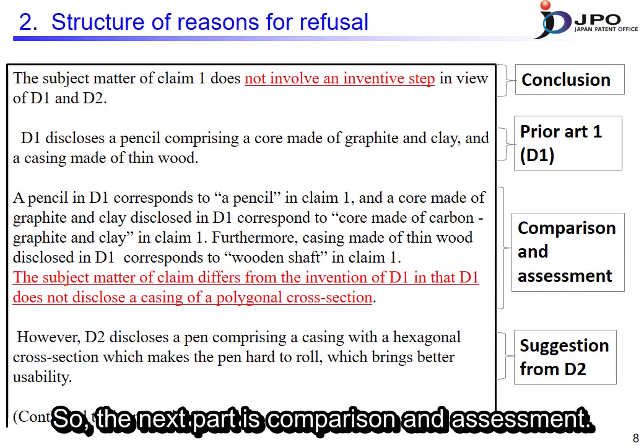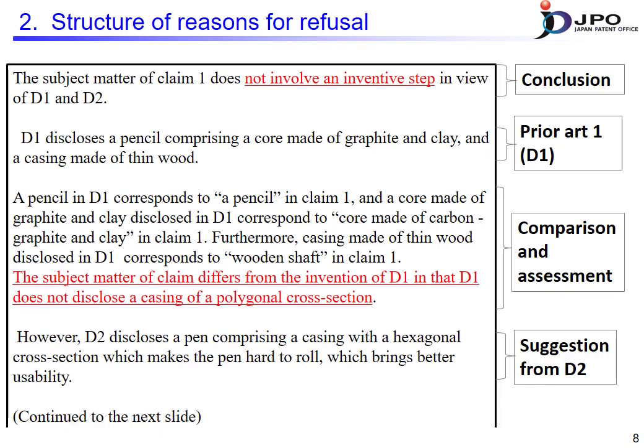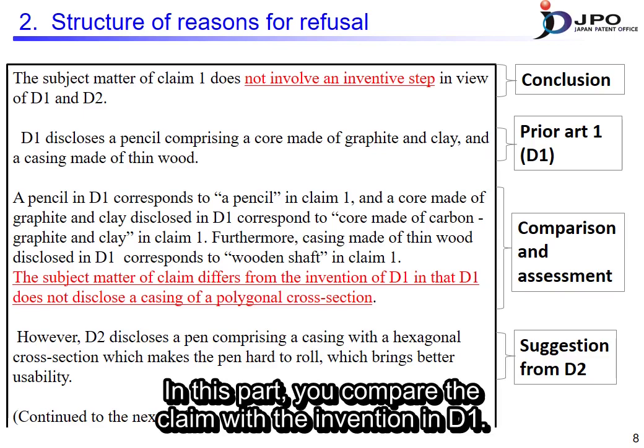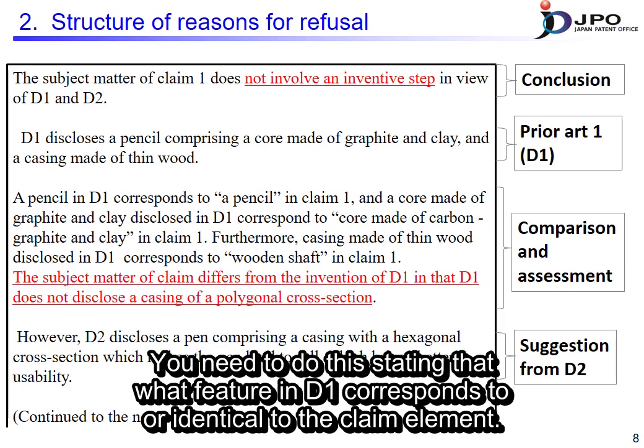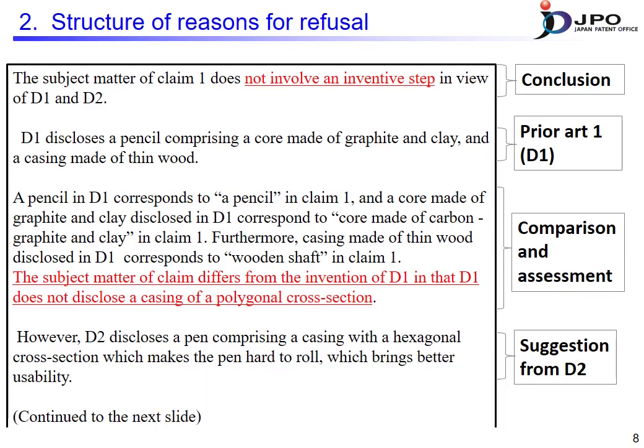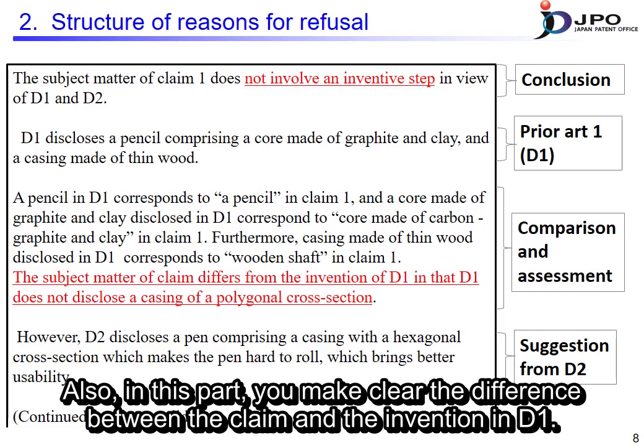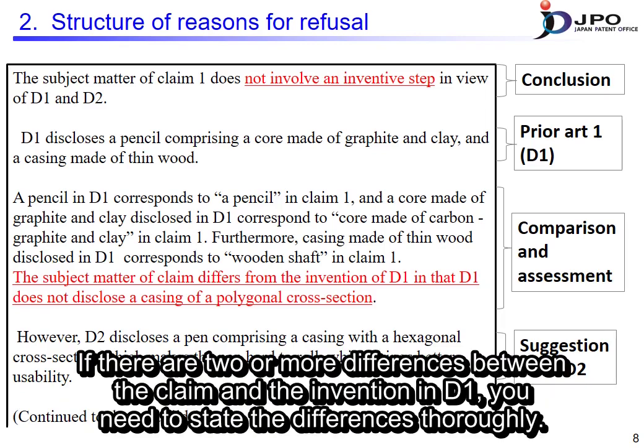So the next part is the comparison and assessment. In this part, you compare the claim with the invention in D1. You need to do this, stating what feature in D1 corresponds to or is identical to the claim element. Also in this part, you make clear the difference between the claim and the invention in D1. If there are two or more differences between the claim and the invention in D1, you need to state the differences thoroughly.